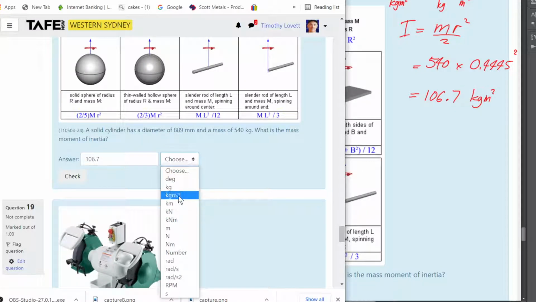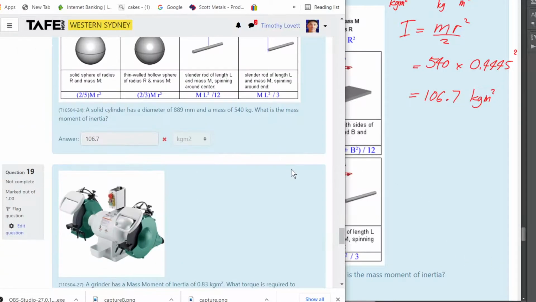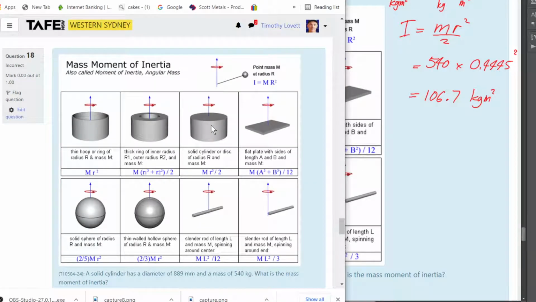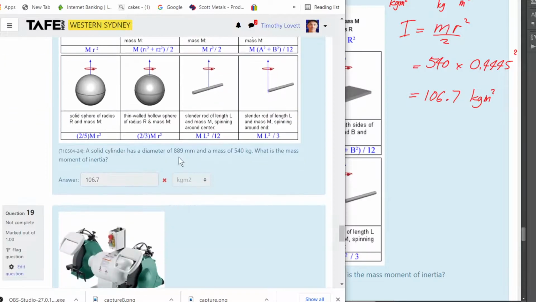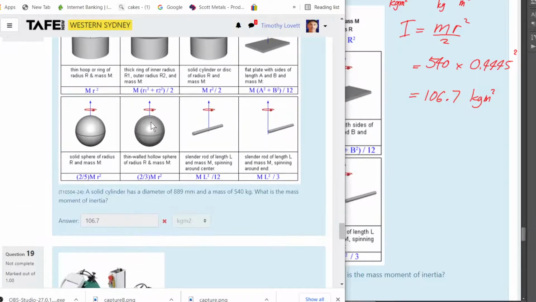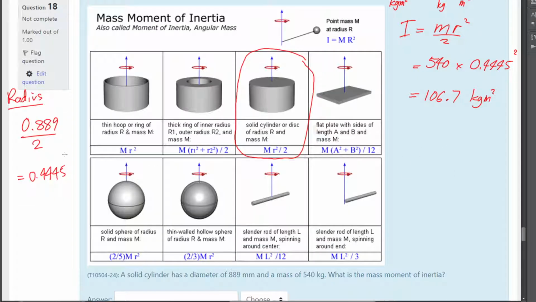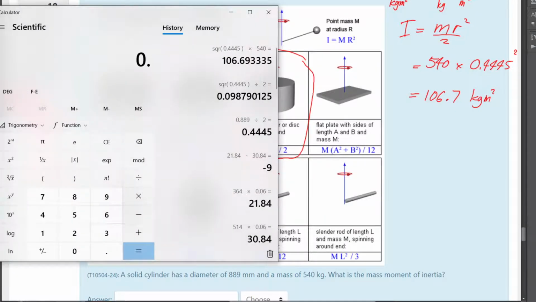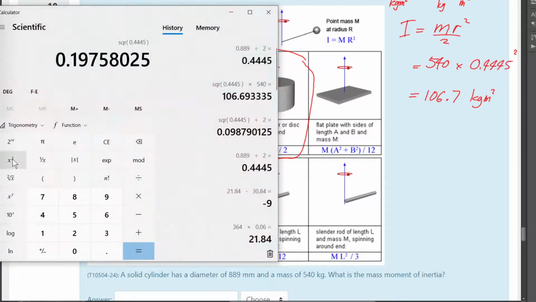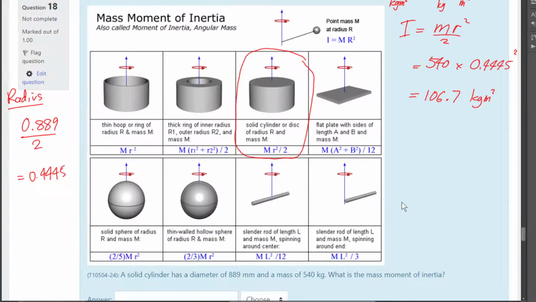Units are kilogram meter squared. Mass of 540, solid cylinder. Mass moment of inertia, kilogram meter squared. Let's just check that again: 0.889 divided by 2, squared, times 540. 106.7.